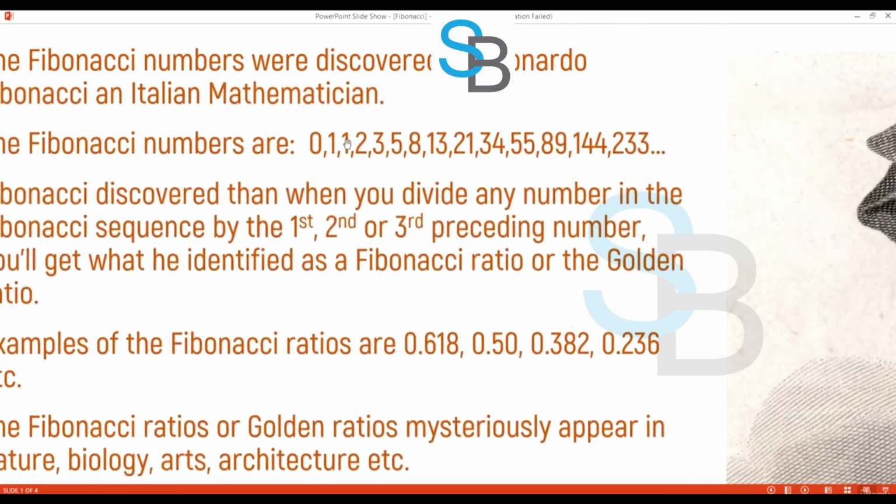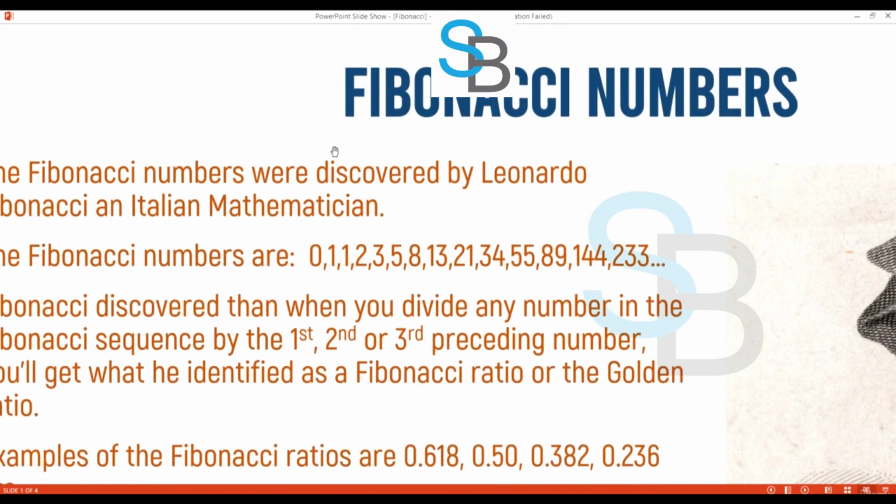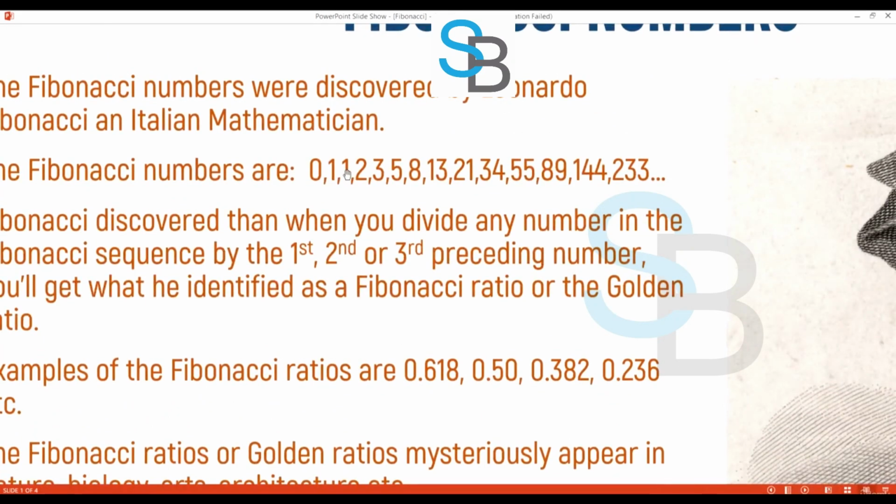When you look, the first number is 0. The second number is 1. And then the third number is 1. How you get the numbers is you simply add the current number to the previous number to get the next number. So here we have 0 and then we have 1. So 1 plus 0 is 1. And then 1 plus 1 is 2. And then 2 plus 1 is 3.